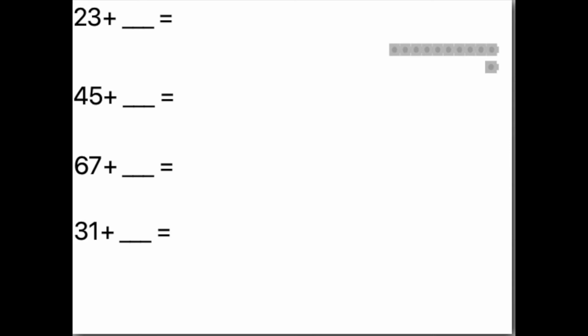Okay, first graders, today we're going to talk about making the next 10. So I have some numbers here, and first we're going to practice making the next 10, and then I'm going to show you how we can use that to solve some problems. So the first one you see I have 23. I want to get to the next 10.